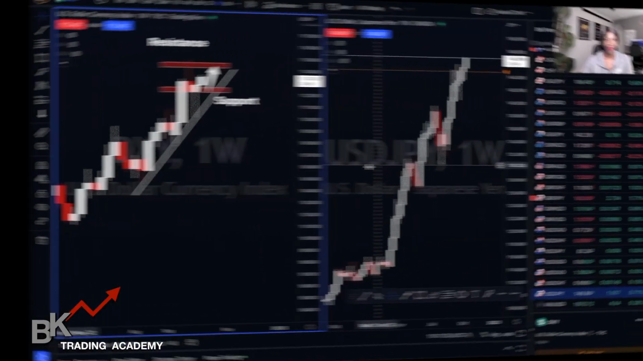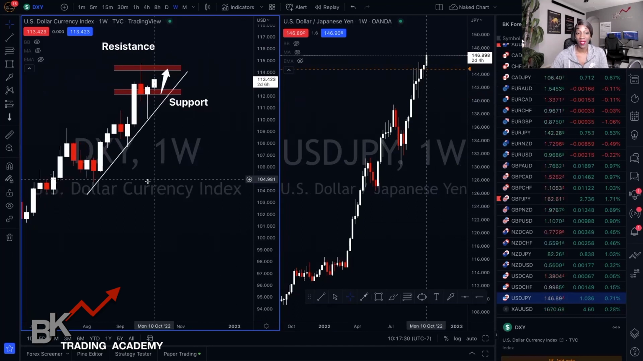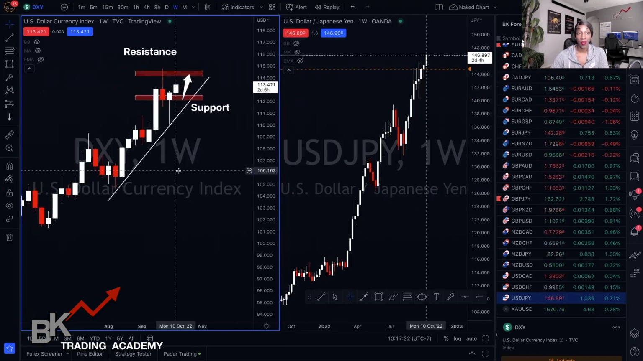All right, so take a look at this chart and you'll see that I have the weekly chart of the DXY, so the US dollar currency index, over to the left. This is in TradingView and you can search this and pull it up. And I also have USDJPY to the right.